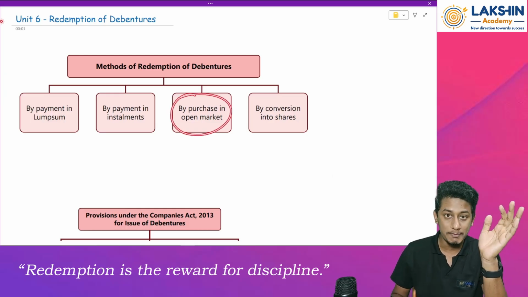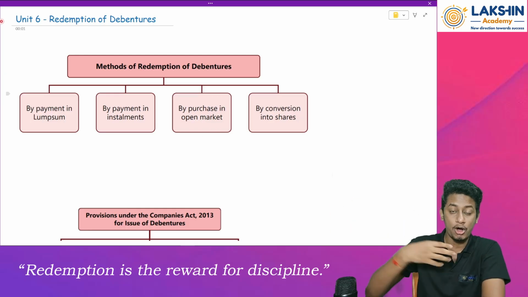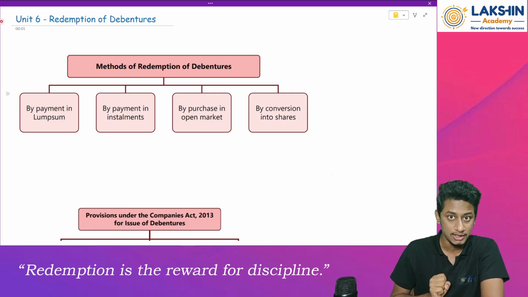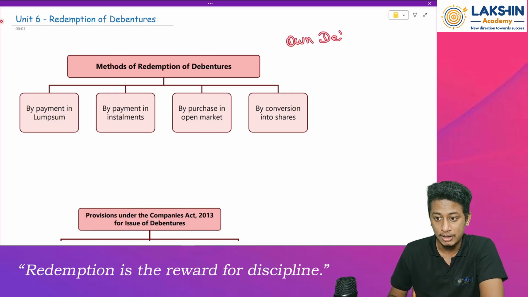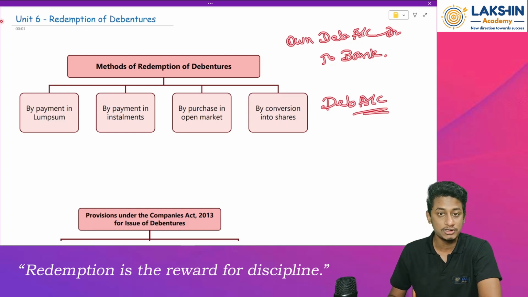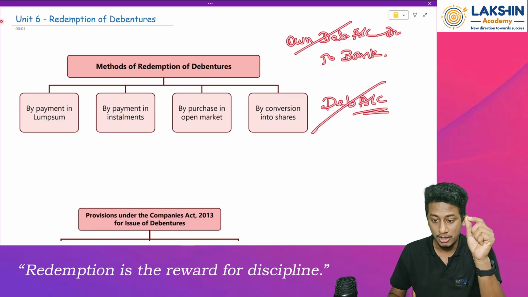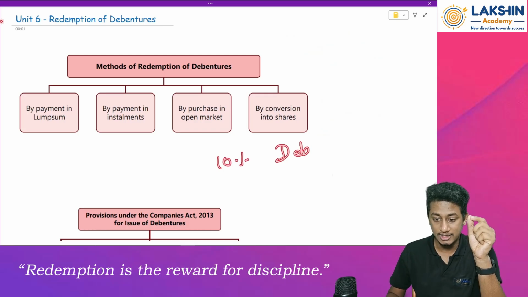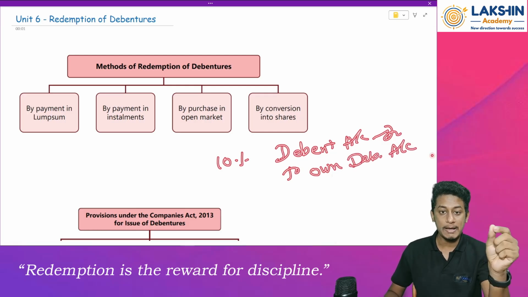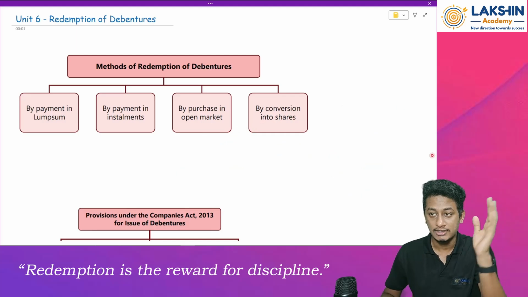Then by purchase in the open market. Instead of redeeming through the company or paying the debenture holders the money directly, I can buy my own debentures. In that case, I will pass the entry: own debentures account debited to bank account. I already have a liability lying in my books, so I'll cancel this against the asset by debiting the liability, that is, 10% debentures account debited to own debentures account, that is the investment account. By passing this entry, I will cancel all the debentures that were bought by me.